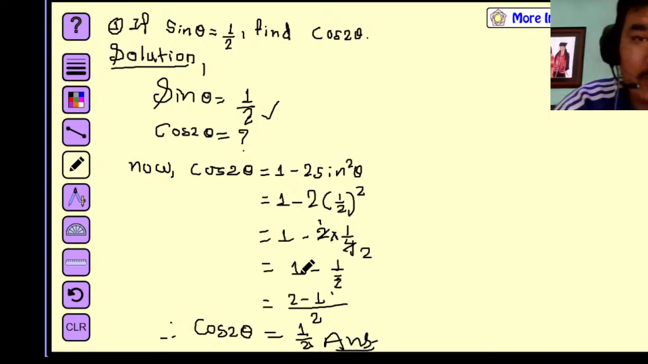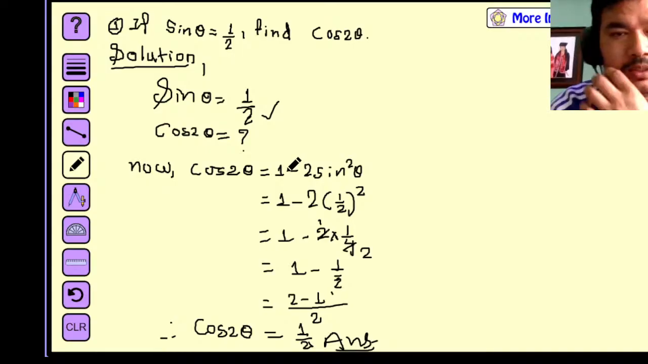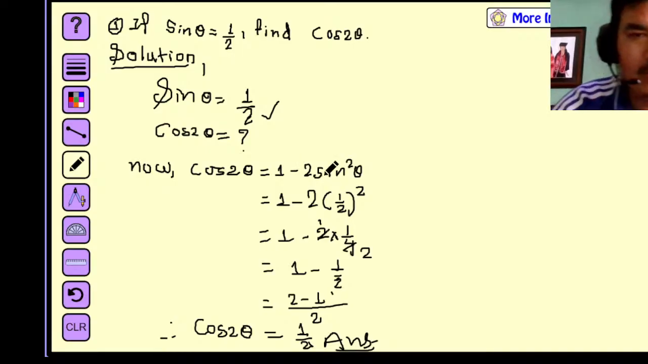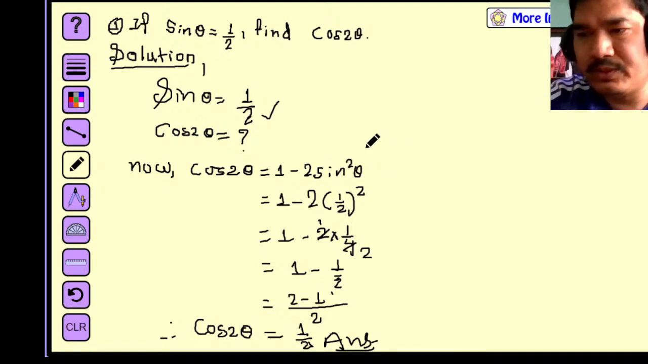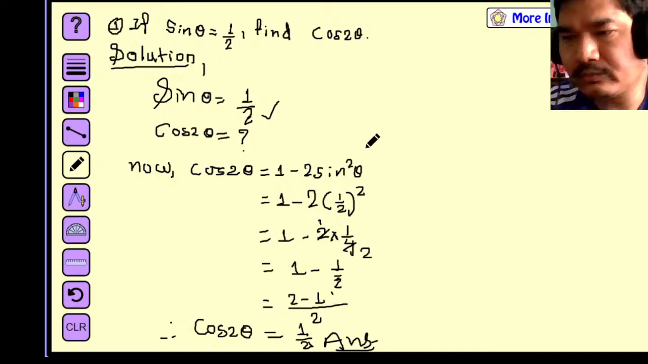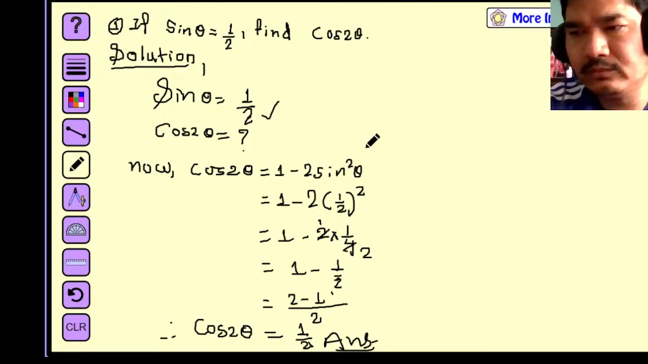I hope you understood. We used here the formula of cos 2 theta, that is 1 minus 2 sine square theta, because the sine theta value is given. I hope you understood it.